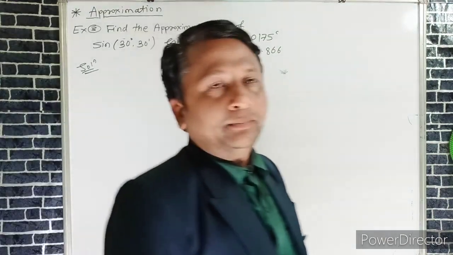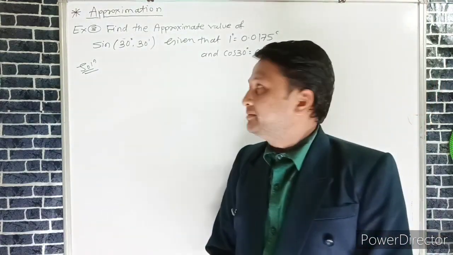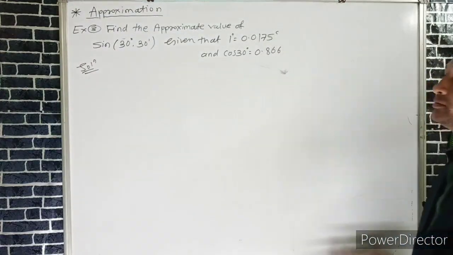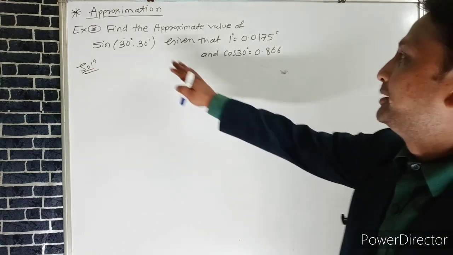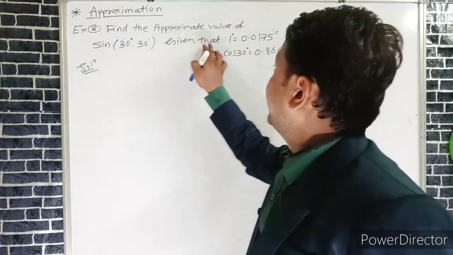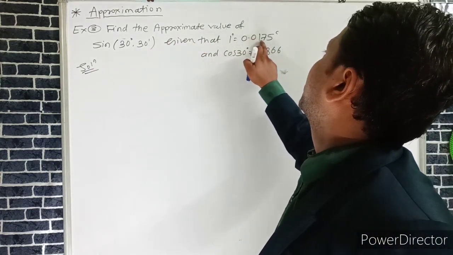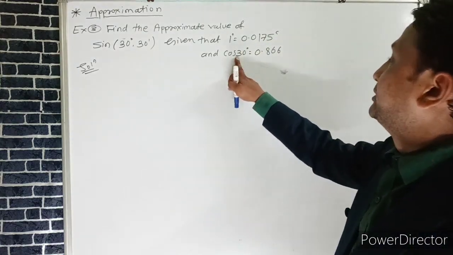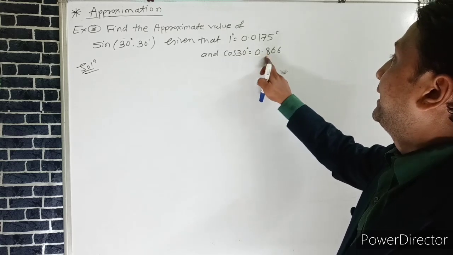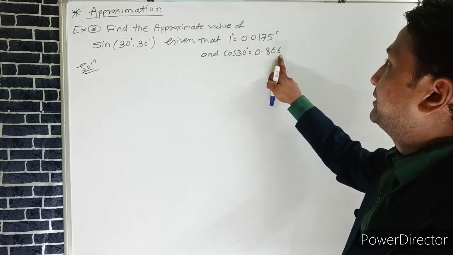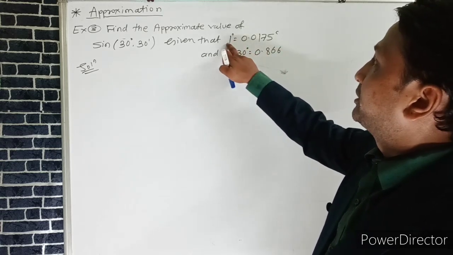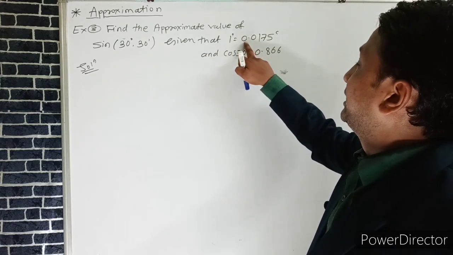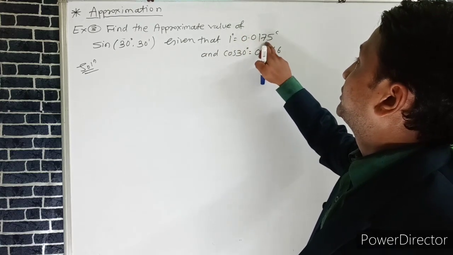So the next example, number 3: again, find the approximate value of sin 30 degrees 30 minutes. The given criteria are 1 degree is equal to 0.0175 radians, and cos of 30 degrees is equal to 0.866. Here the degree is converted into radians, where 1 degree is equal to 0.0175, which is a real value.